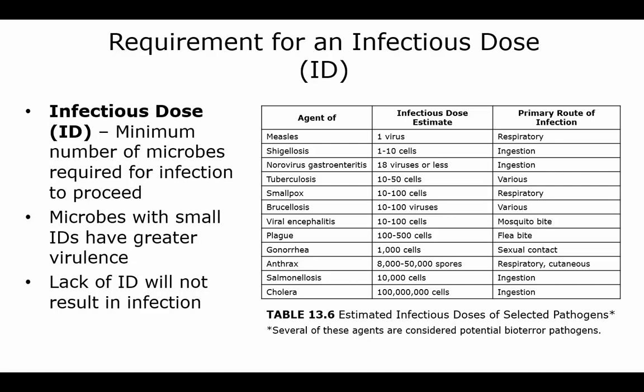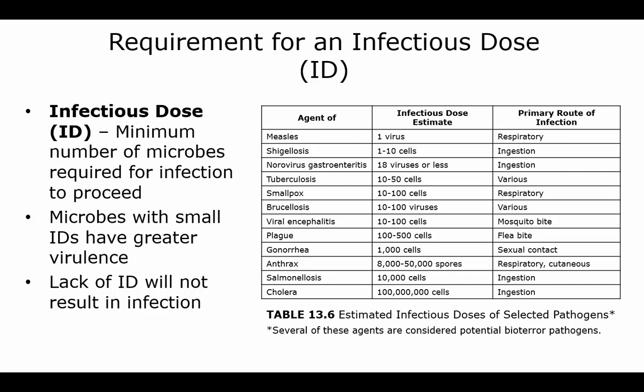Okay, shigellosis. This is a diarrheal disease. One to ten cells can make you sick, so think about eating contaminated food. The norovirus is notorious for being on cruise ships. Again, 18 viruses or less, so a very, very low number.